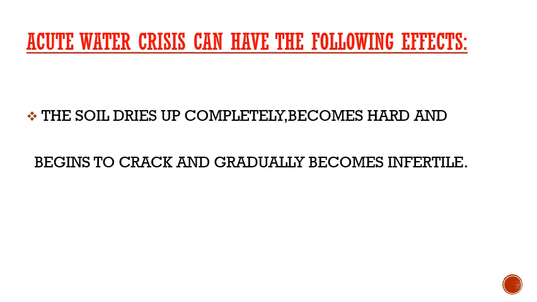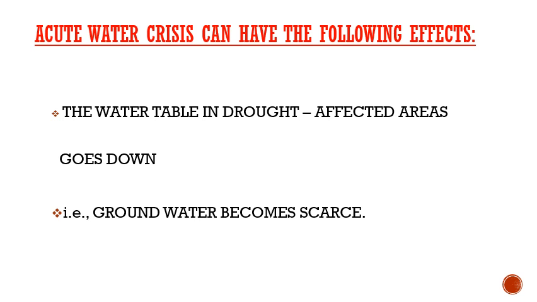First one is the soil dries up completely, becomes hard and begins to crack and gradually becomes infertile. And number two, the water table in drought affected areas goes down. That is, groundwater becomes scarce.